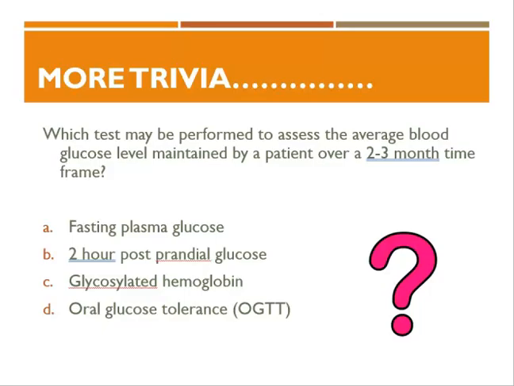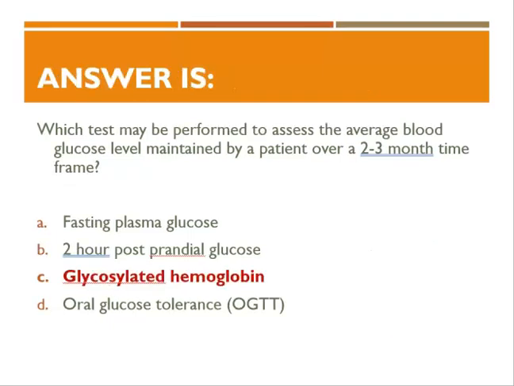Here's another trivia question. Which test may be performed to assess the average blood glucose level maintained by a patient over a 2 to 3 month time frame? Pause the video at this time and try to answer it on your own before you go on to get the answer. The correct answer is C.